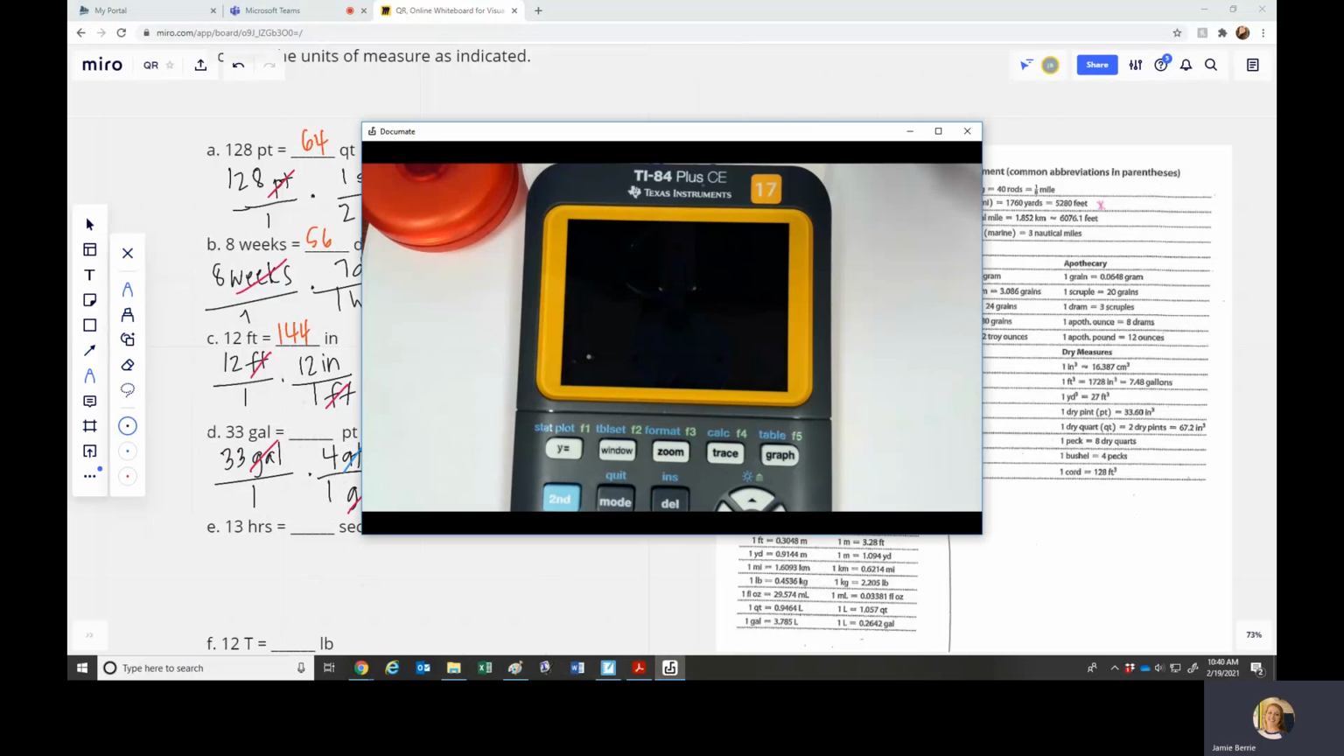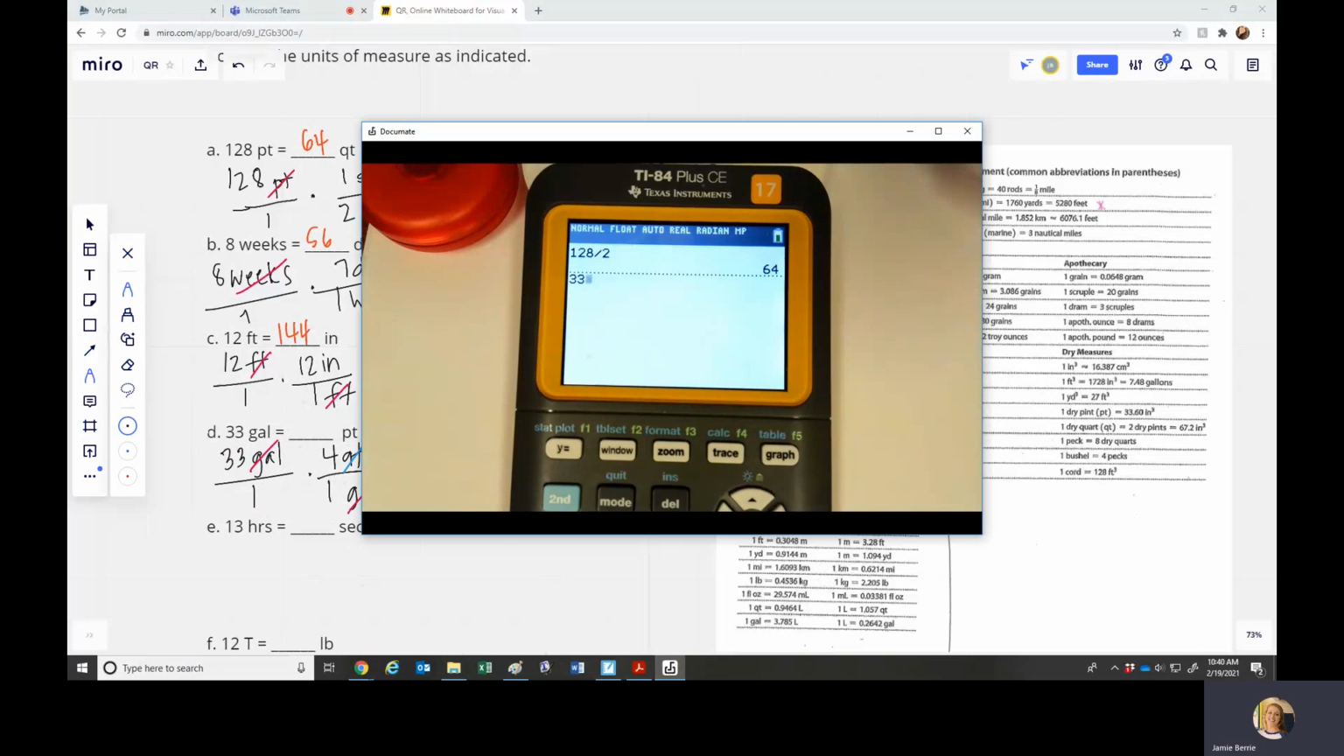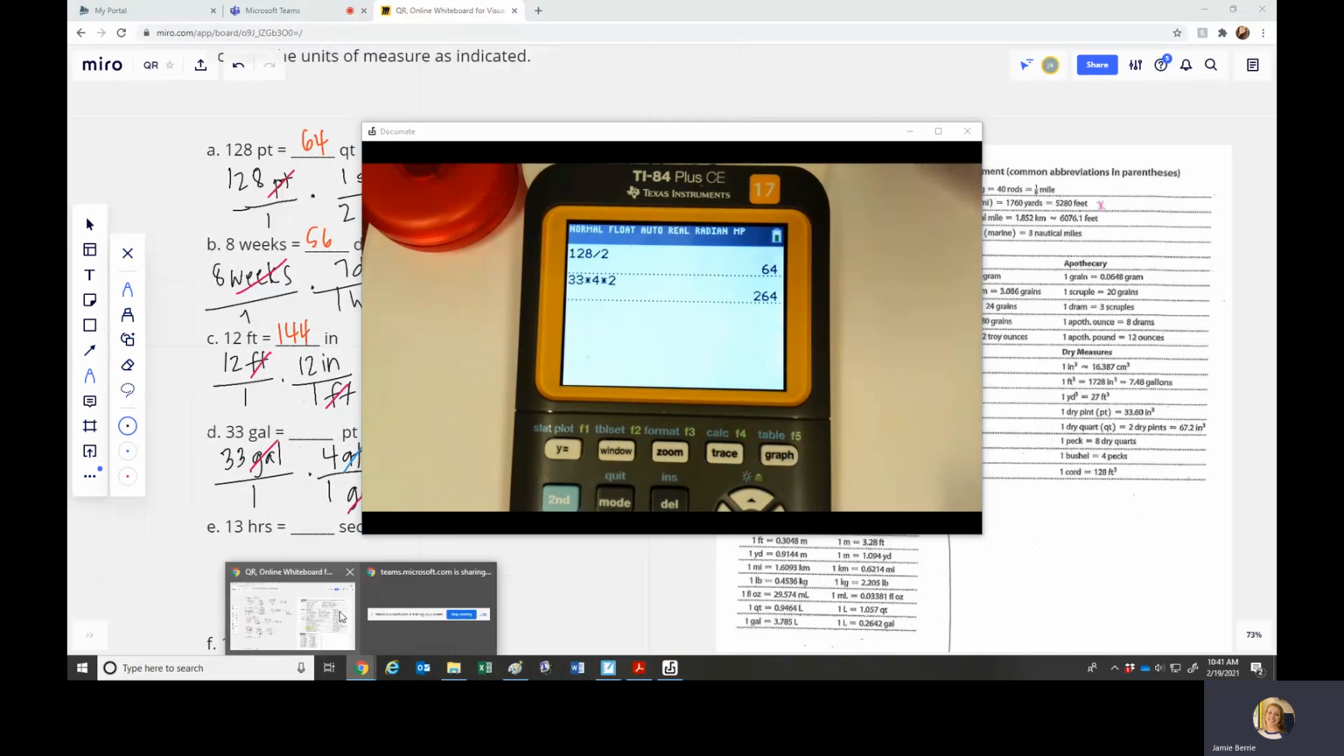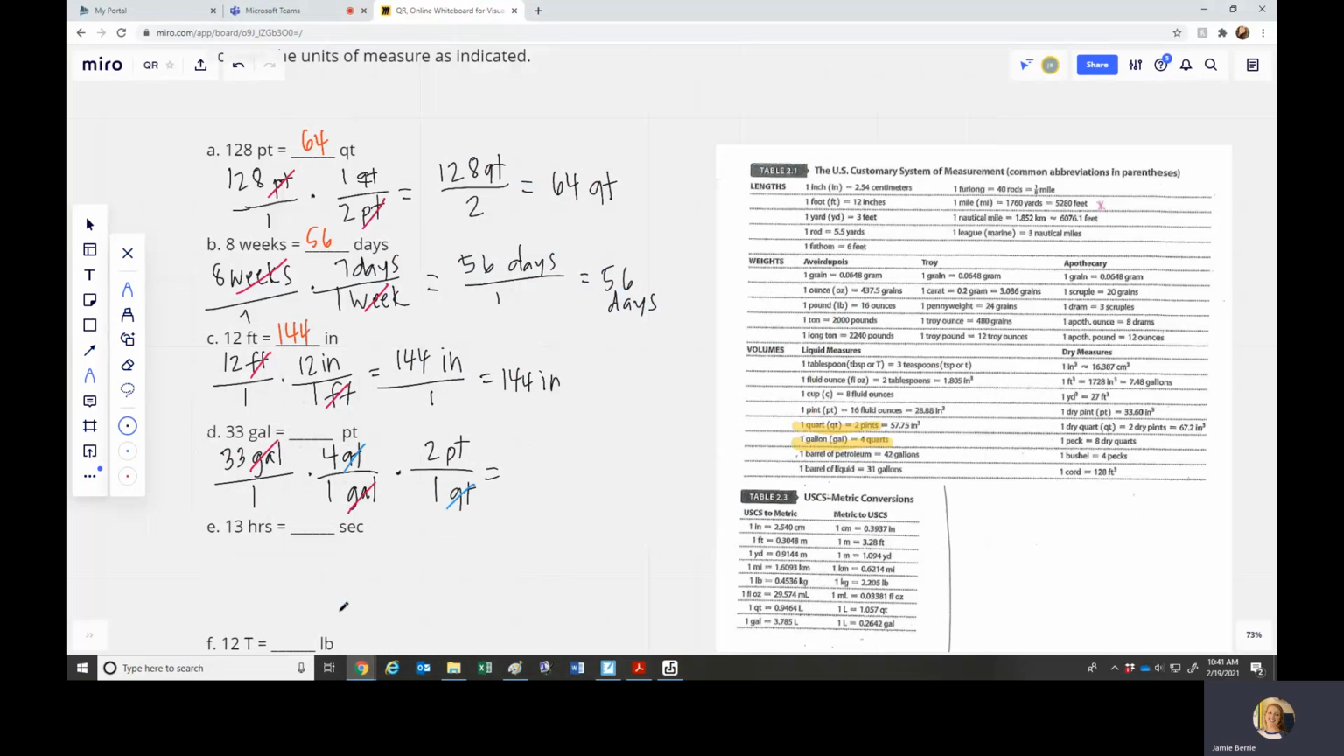So let's do our calculator. 33 times 4 times 2 is 264. So that's 264. And the units in the top is pints. All divided by 1, because that's 1 times 1 times 1. All the units have canceled in the bottom. And that's just the same thing as 264 pints.